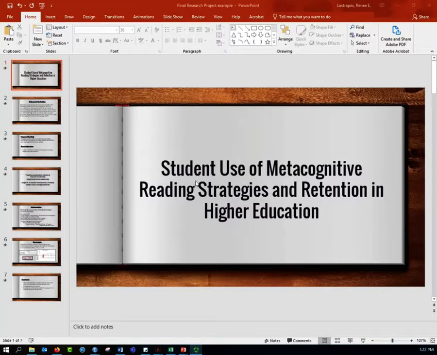Okay, so this particular student looked at students' use of metacognitive reading strategies and retention in higher education. Retention in higher ed is considered if a student goes from freshman year to sophomore year, they've been retained, which is a good thing. And whether or not they use these metacognitive reading strategies, whether or not it helped.